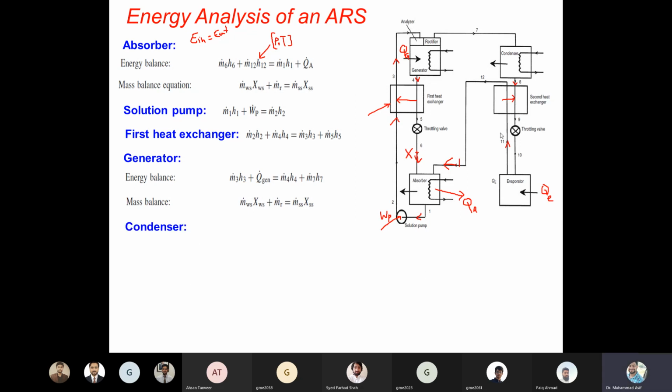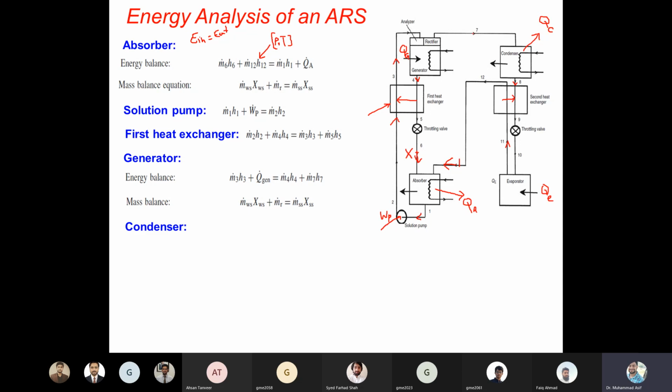Similarly, here again, the mass is the same. Whatever mass is coming in, the same mass is going out. So no need to have the mass balance because M7 is equal to M8. But we need the energy balance in order to calculate how much heat we need to reject from the condenser. Let's say that's QC, right? That can be calculated by using the energy balance.